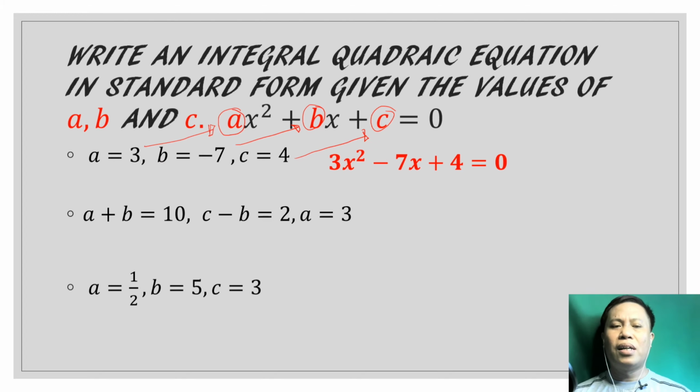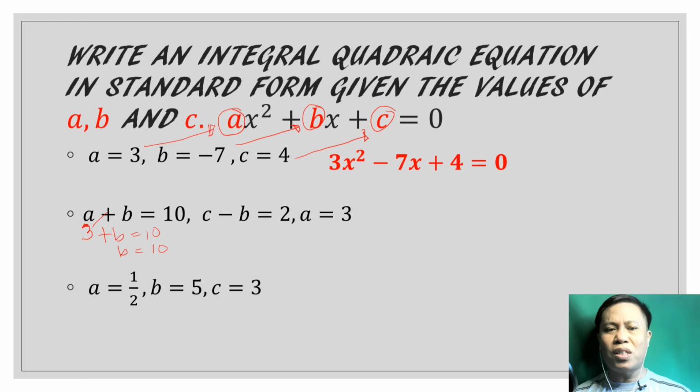Okay, the second one, the given is A plus B equals 10, meaning the sum of A and B is 10. Then C minus B equals 2, and the value of A is equal to positive 3. So we have a direct value of A, but we don't have direct values for B and C. What we are going to do now is get the value of B by solving the equation A plus B equals 10. Since we already have a direct value for A, which is positive 3, we replace A by 3, so 3 plus B equals 10.